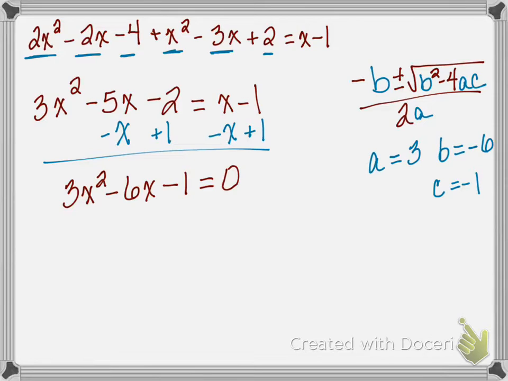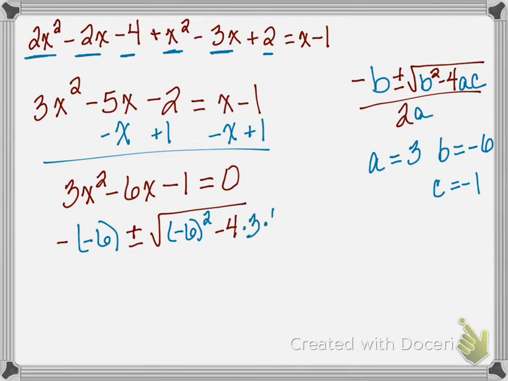Okay, here we go. So I have negative b, and b is negative 6, plus or minus the square root of negative 6 squared minus 4 times a times c. And all of that is over 2 times a.